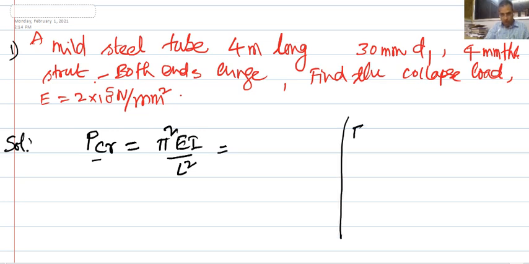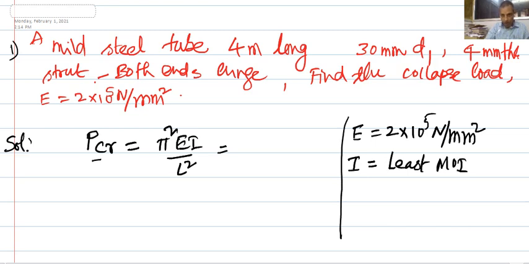So, E is given to me. E is equal to 2 into 10 power 5 Newton per millimeter square. Let us keep all units in Newton per millimeter square. Then what is this I? I is moment of inertia, right? Least moment of inertia, right? Very important. I is least moment of inertia.